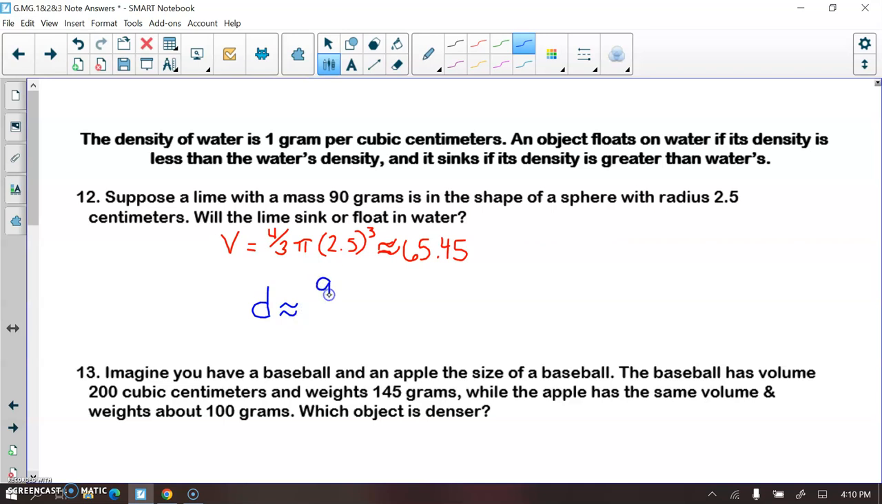to the mass of 90 grams over the volume. So 90 divided by 65.45 is about 1.38 grams per cubic centimeter. So since the density is higher than the density of the water, then it will sink in the water.